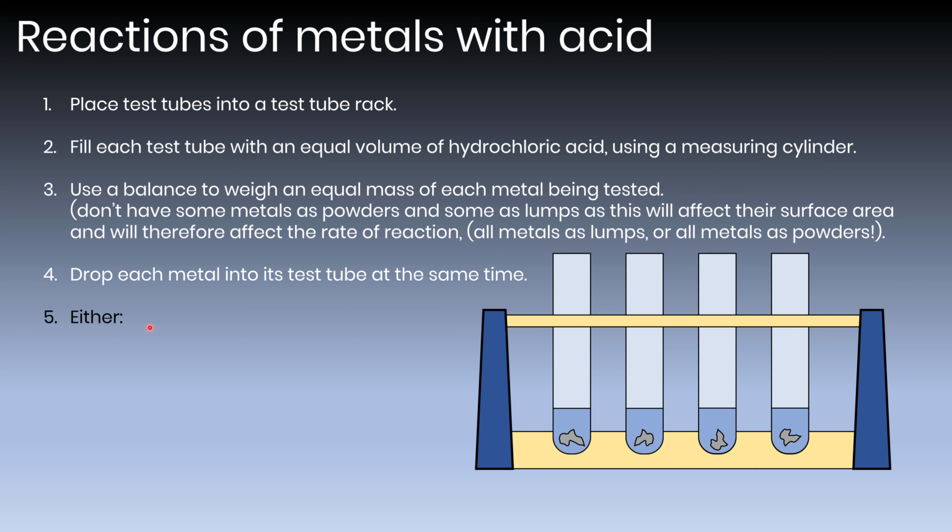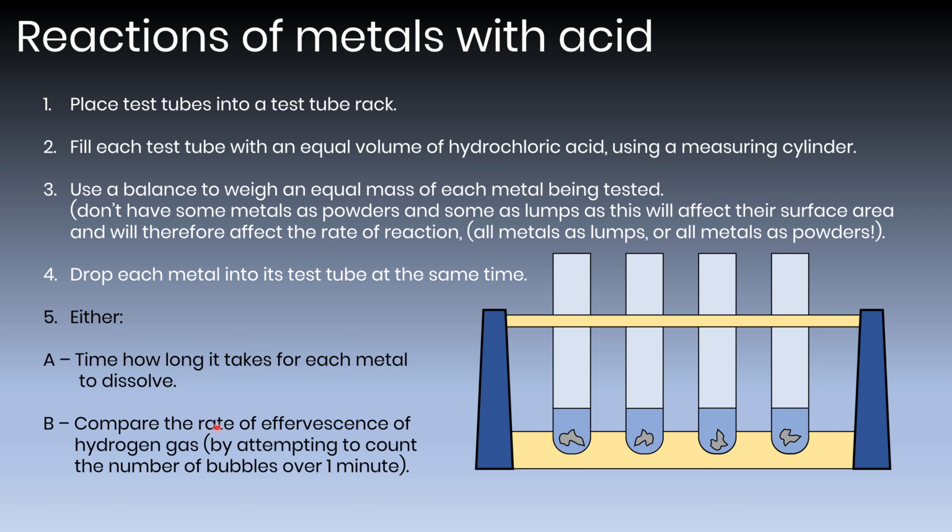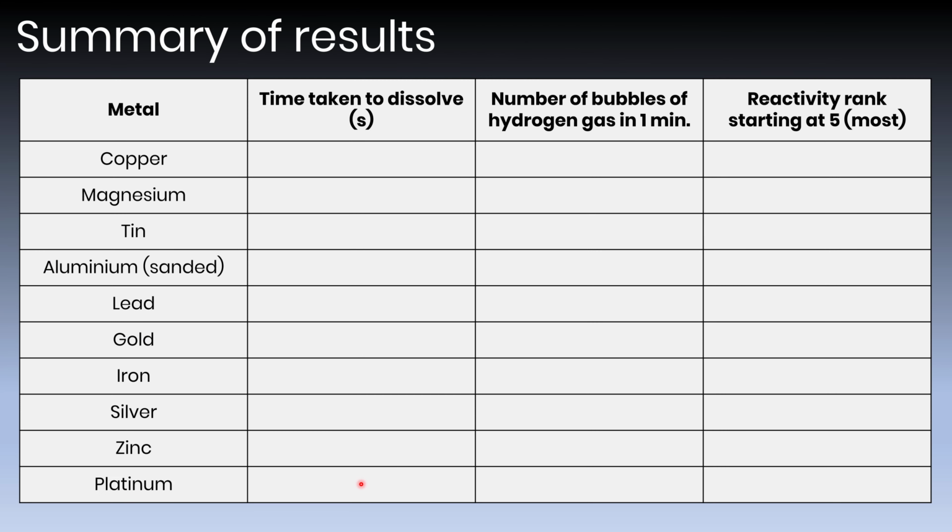And then either we can measure the rate by timing how long it takes for each metal to dissolve. The one that dissolves the quickest would have the fastest rate of reaction and therefore would be the most reactive. Or we could try to compare the rate of effervescence, that means bubbling, by counting the number of bubbles given off in 1 minute. Let's now have a look at some mock results that we would get from this experiment.